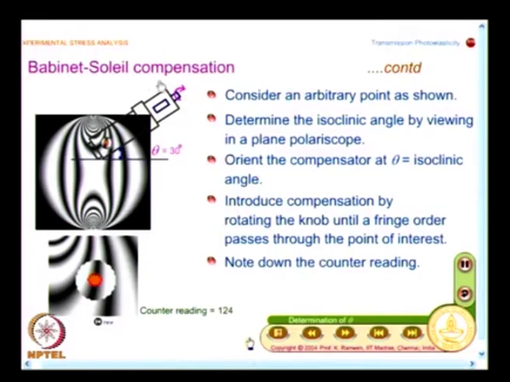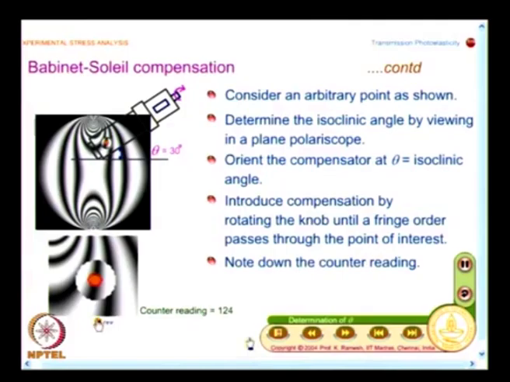In this you had an external compensator. You had a gadget, and this was aligned by finding out the isoclinic angle. In this case it was 30 degrees, and then this was kept. And what you did was then you rotated the knob until a fringe order passes through the point of interest. And I caution that this is the field of view within the compensator. Within this, whatever the modification that you have done is valid only for the point of interest from the point of view of data interpretation.